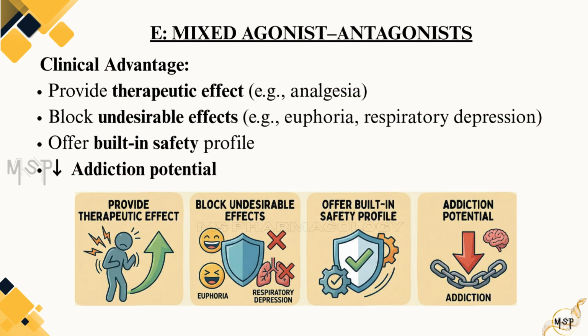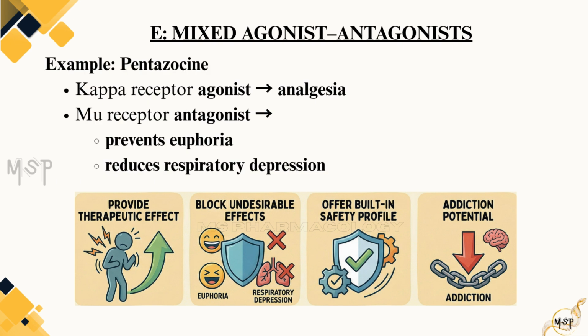Clinical advantage. By combining agonism for therapeutic effect and antagonism to block unwanted effects, these drugs can be designed with built-in safety features, providing analgesia while limiting euphoria and addiction potential. Pentazocine acts as an agonist at kappa receptors to provide pain relief, but as an antagonist at mu receptors, preventing the high or respiratory depression typically seen with morphine.